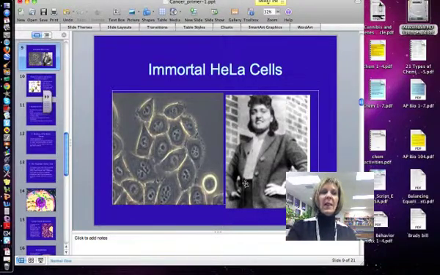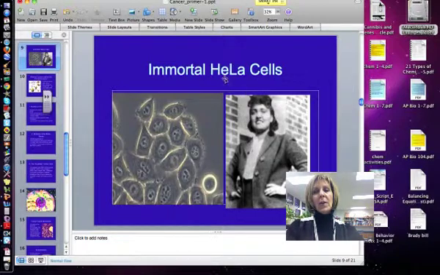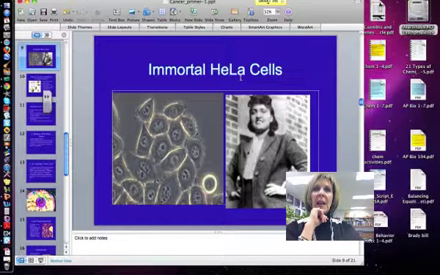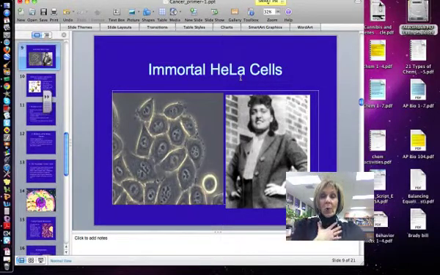And the code for these cells was called HeLa cells for Henrietta Lacks. And these cells became basically the workhorse of cells in the biotechnology labs around the world. HeLa cells are available today. I have ordered HeLa cells from biological supplies companies. And these cells are immortal. They continue to divide and divide and divide.